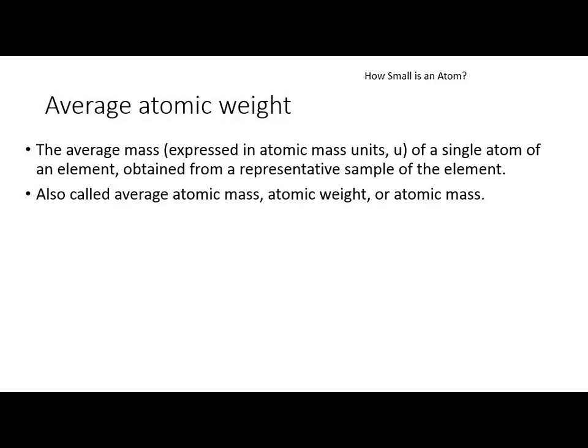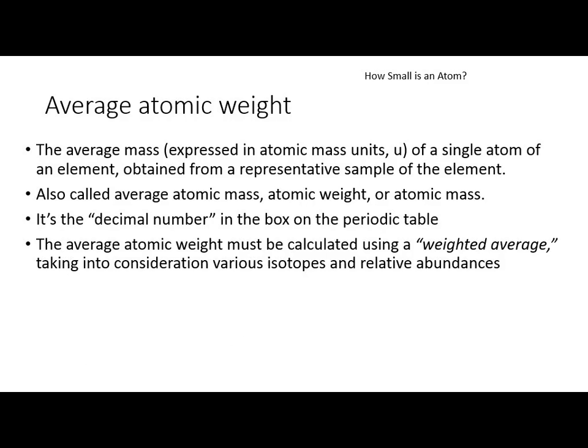So I'm going to turn our attention now to the decimal number in the box for each element on the periodic table. That actually is how much an atom weighs in AMUs. We call that the average atomic weight, the average atomic mass, the atomic weight, the atomic mass. It's all the same thing. So it's the decimal number for that element on the periodic table. The whole number is the number of protons. The decimal number is how much it weighs in AMUs, which is very small.